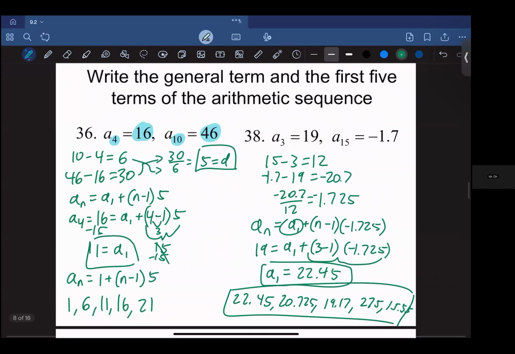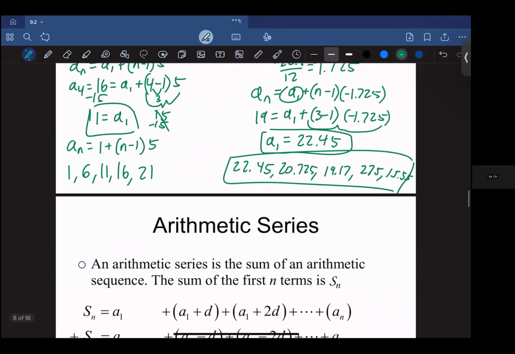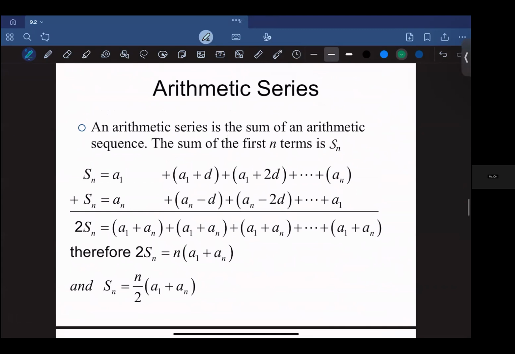This is how we are finding the general term and the first 5 terms of an arithmetic sequence given 2 terms. All right. Well, before we jump into the next one, I'm going to take a quick little break, but you guys can take a quick break, do a jumping jack or something. But yeah, see you in part 2 of 9.2.